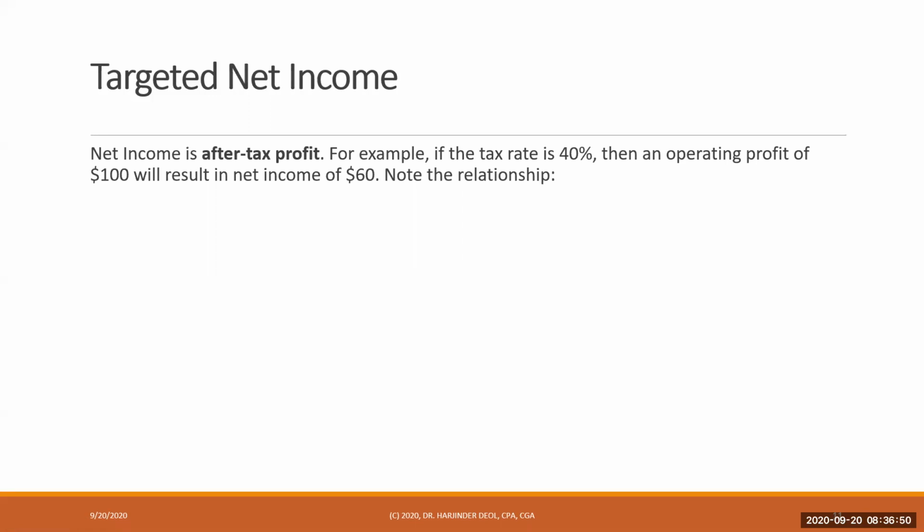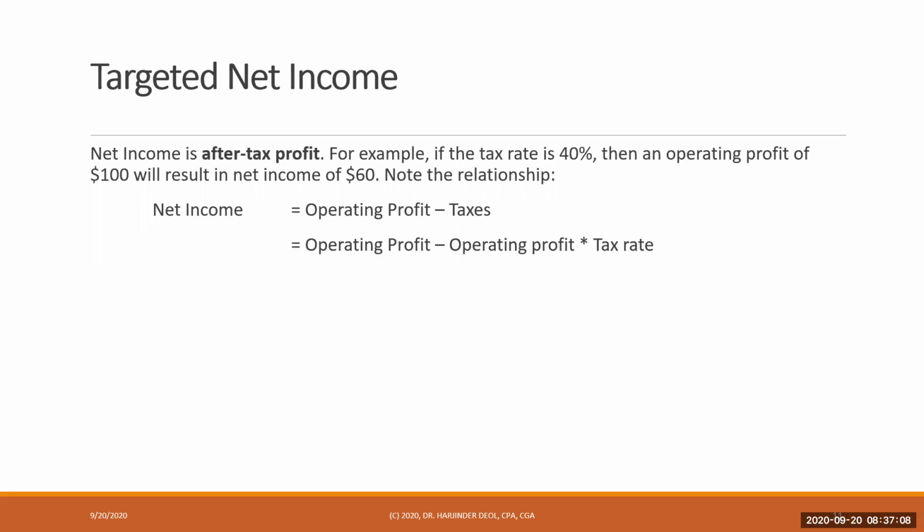So it's important to look at the relationship between net income and operating income or operating profit. Net income is operating profit minus taxes. The income tax amount is calculated based on operating profit. So that's basically operating profit times the tax rate. A little bit of algebra gives us net income being operating profit multiplied by 1 minus the tax rate.